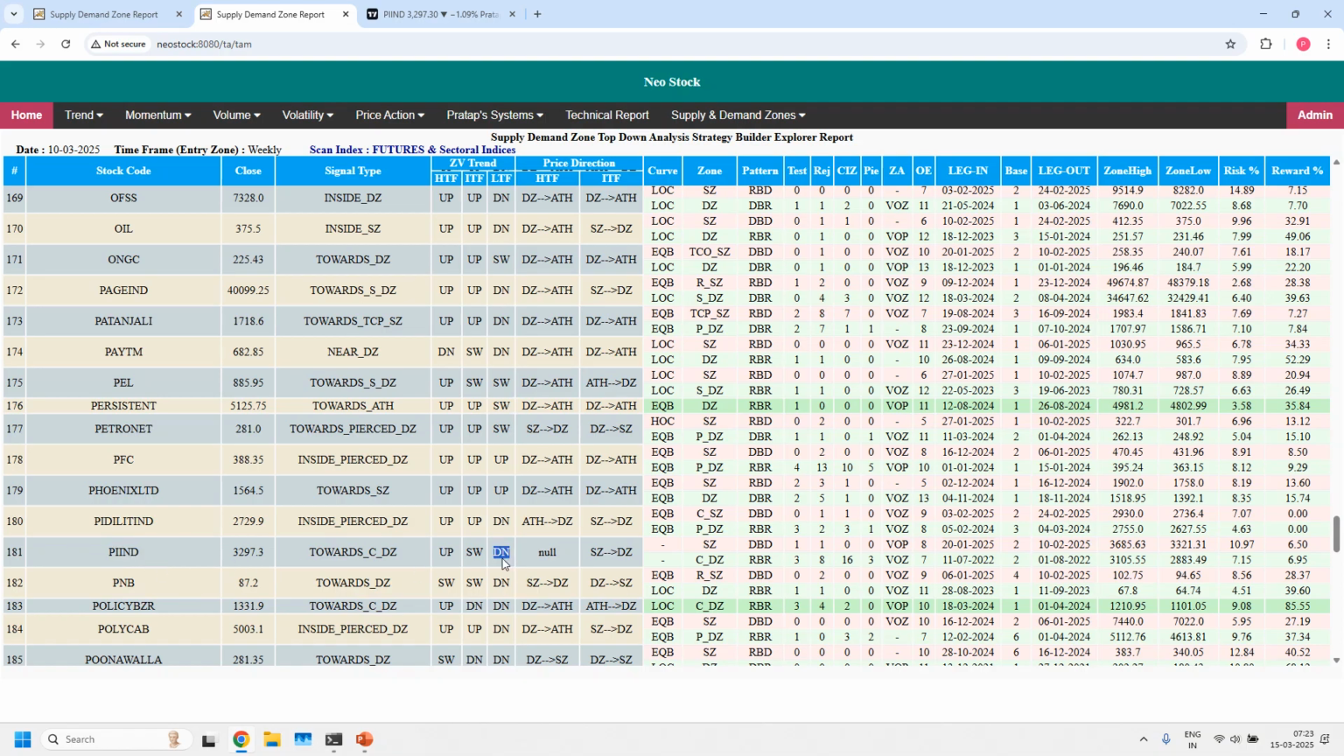So the trend is a downtrend. PI Industries trend is a downtrend. Which trend? Weekly trend, the HTF trend. HTF is always a downtrend, or HTF could be sideways. Either one is okay. So it is sideways. So the software identified this as a bearish trade setup.